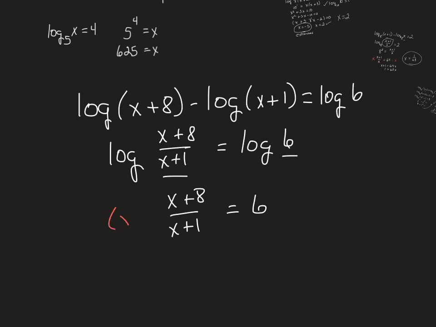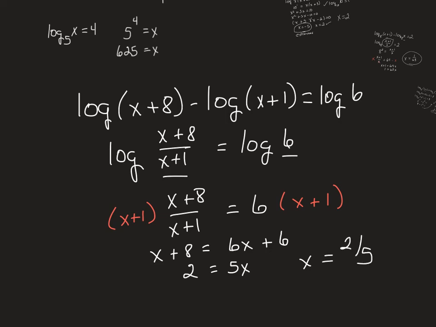I'll multiply both sides by x plus 1 to get rid of the complex fraction on the left-hand side. And when we do that, we're going to have x plus 8 equals 6x plus 6. Subtract x from both sides. Subtract 6 from both sides. And x equals 2/5. Right? We won't get a negative number when I plug 2/5 in either here or here. So this is the correct solution.